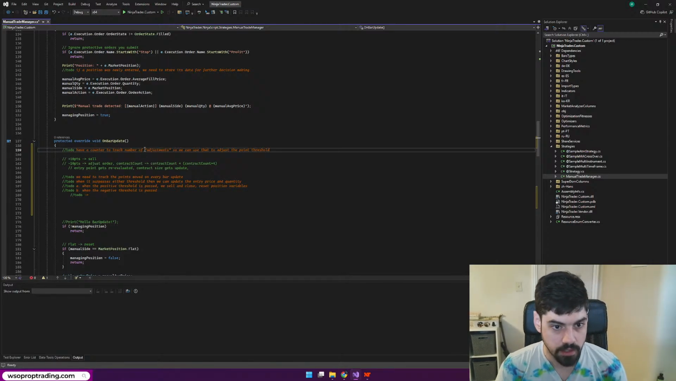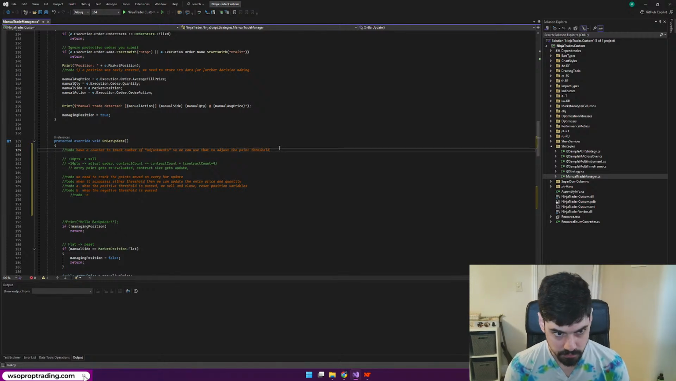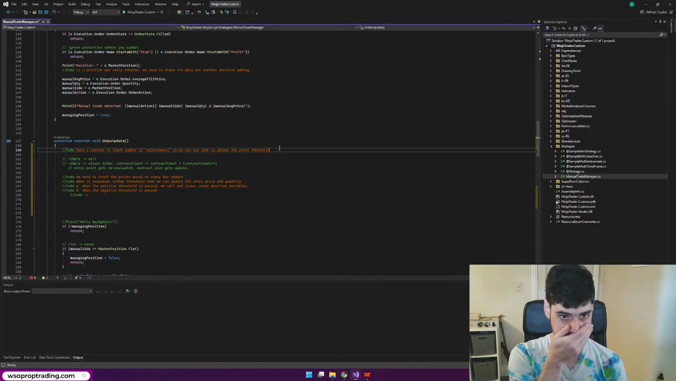So the counter that's tracking the adjustments is actually going to be able to affect our point threshold. The idea here is it goes down 10 points. We adjust the order, the contract count, and the entry size gets updated and the contract size gets updated. But we don't necessarily want this to happen again at the same point, because it wouldn't necessarily cover our entries. We kind of have to stagger it a little bit lower.